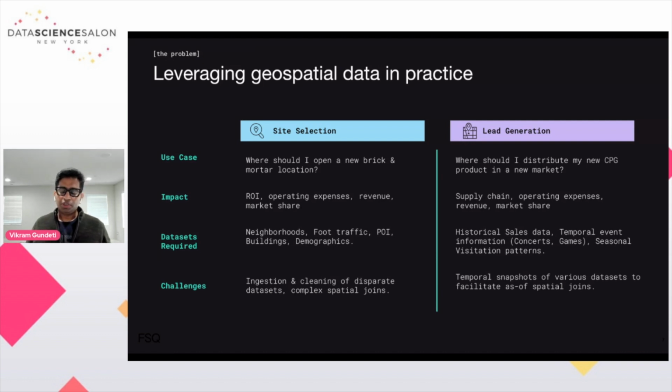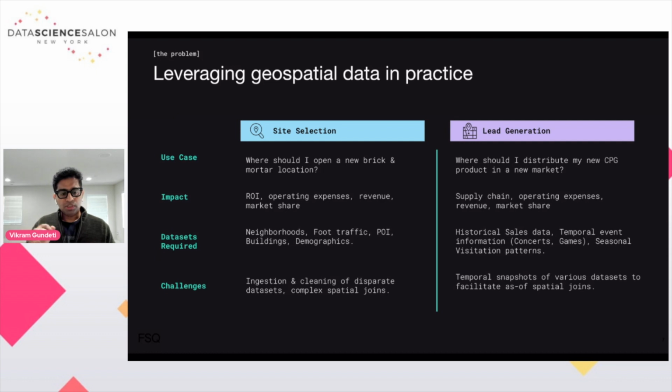To make the right decision, you need to understand historical sales data, but you also want to understand what the temporal information around events is, like are there concerts going on, and do those concerts or games attract a specific kind of clientele? What are the seasonal visitation patterns across the stores, in the locations where the stores you are targeting are situated?